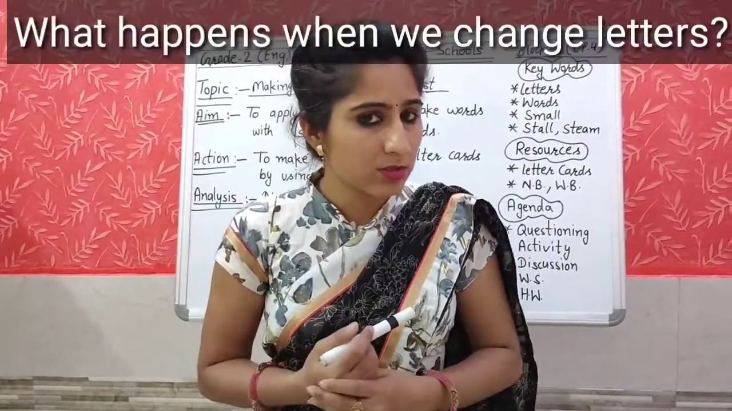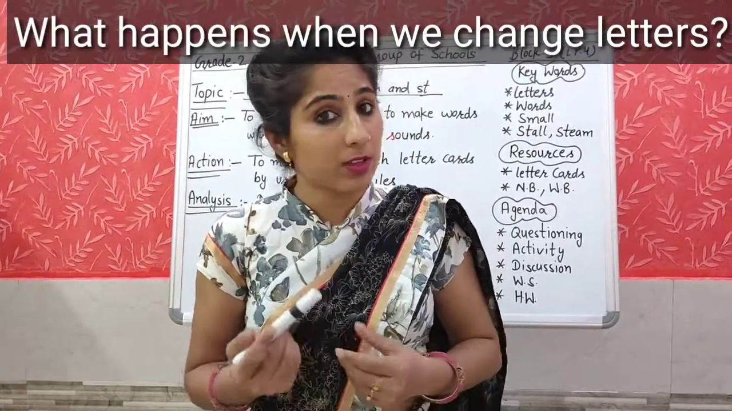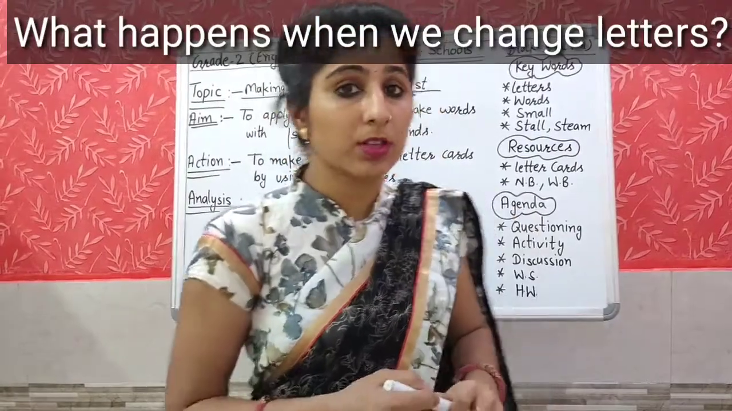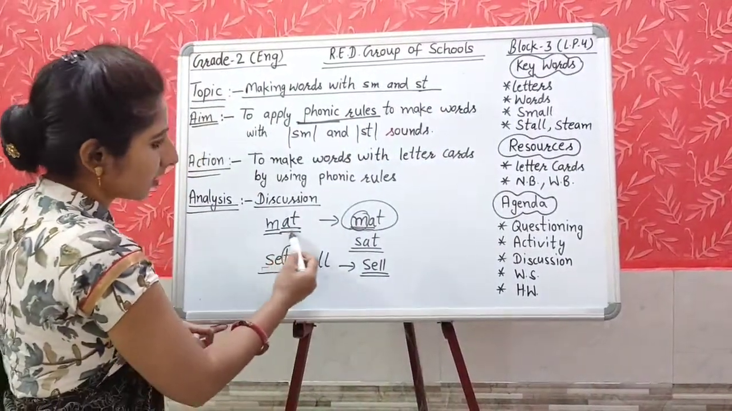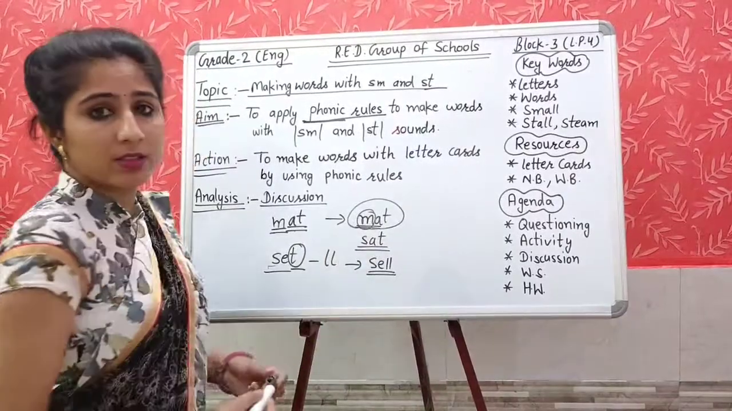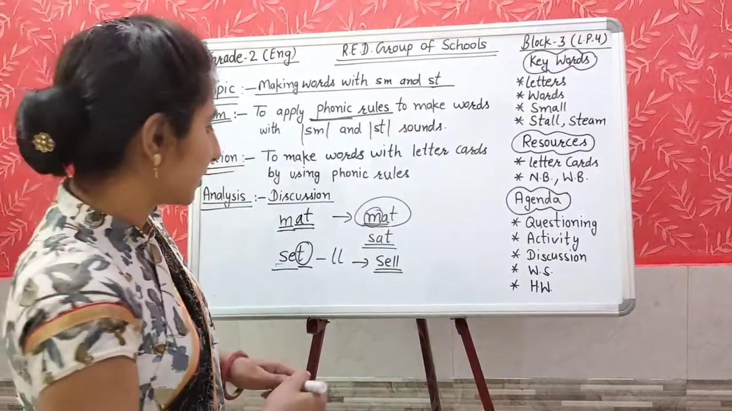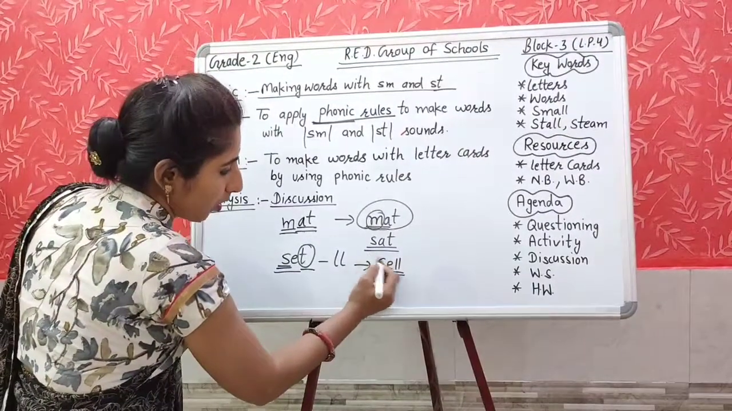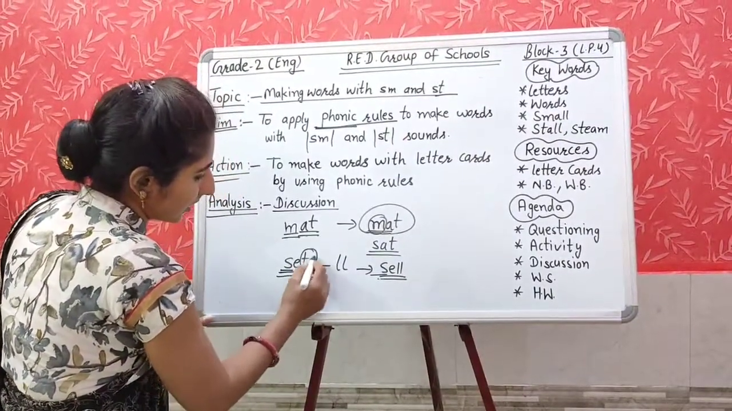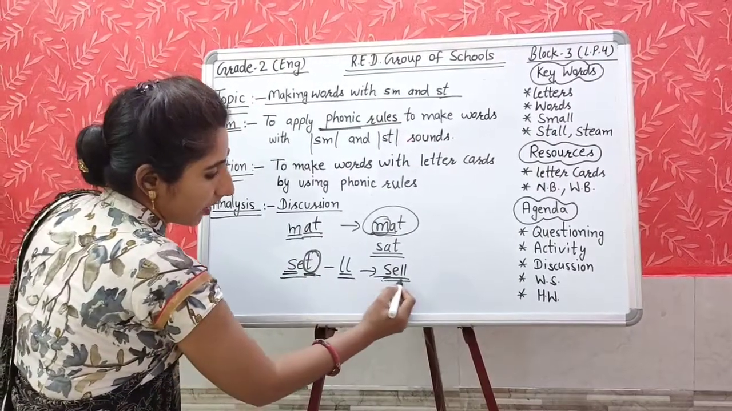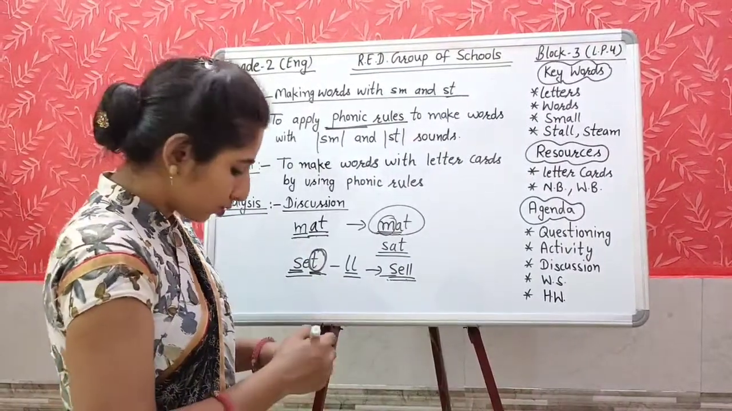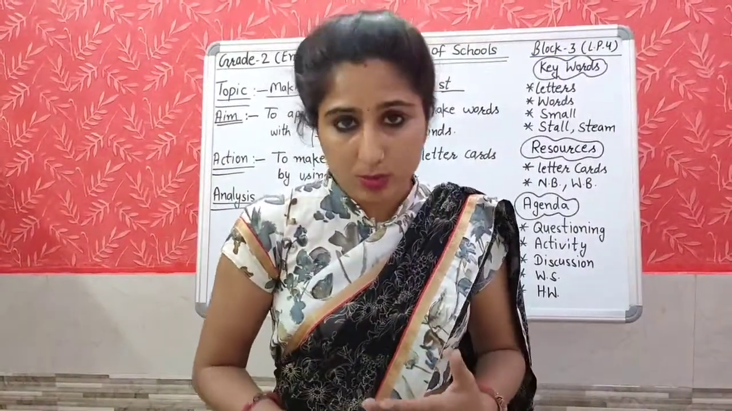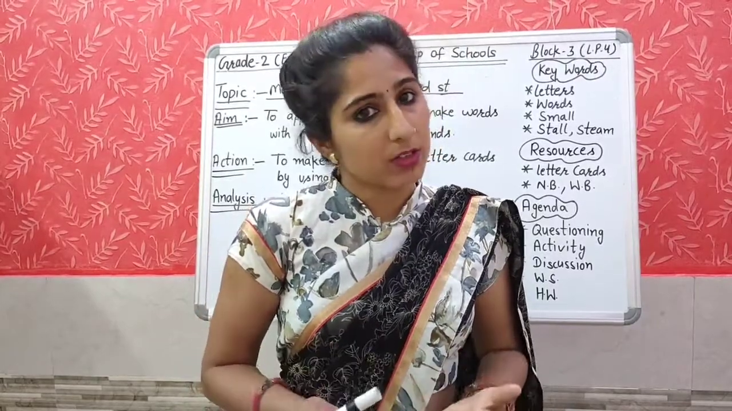Okay, students, what happens when we change the letters? Yes, think about it. We have changed the letters. Then what happened with these words? Yes, right. When we change the letters, the word also changes. Like I have changed T with double L, then I got the word cell. So, when we change the letter, the word changes and the meaning of the word automatically changes.